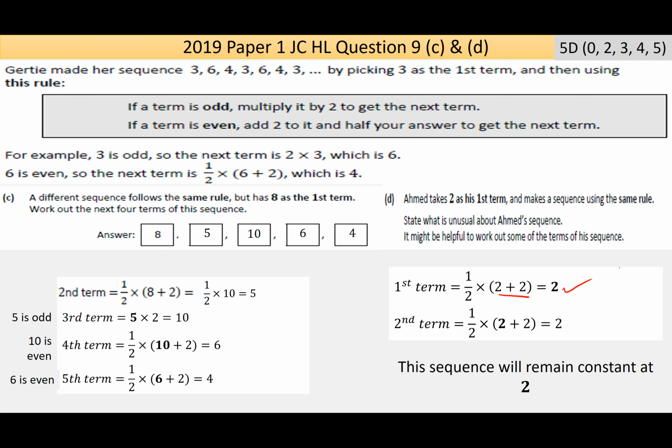Now, if that becomes my second term, I'm going to do what it says by the rule. The second term there is now, we know it's an even number. So with an even number, you add 2 to it, and multiply by a half. So you get 2 plus 2 is 4, by a half is 2. So you see, if I keep going, my third term is going to give an answer of 2. So it's the fourth term, fifth term. It's going to repeat forever. So that's unusual. That's the answer.